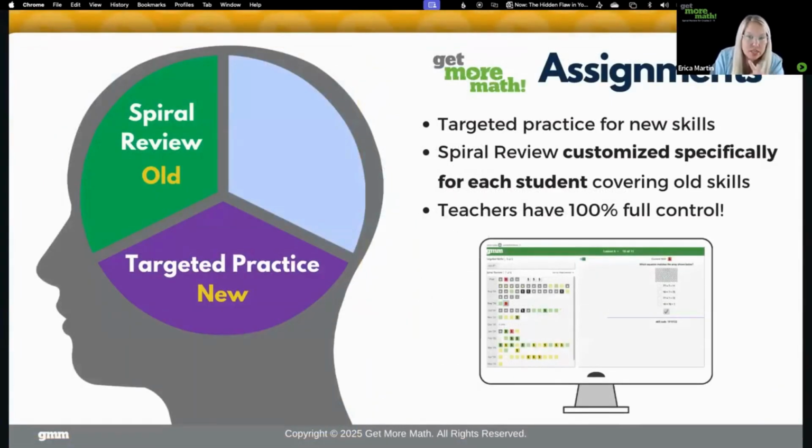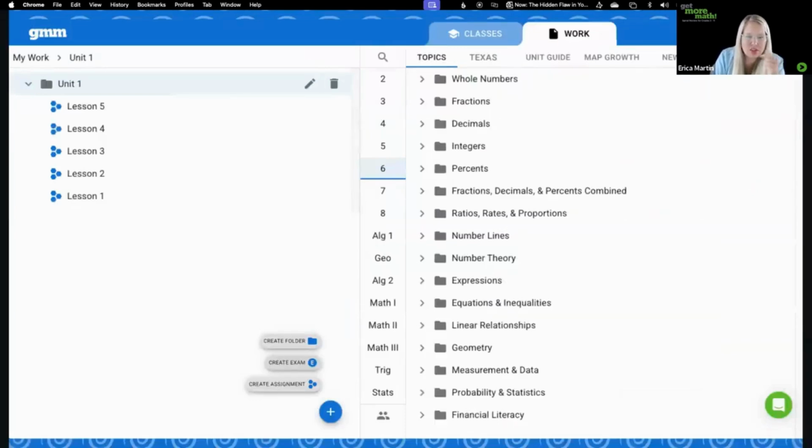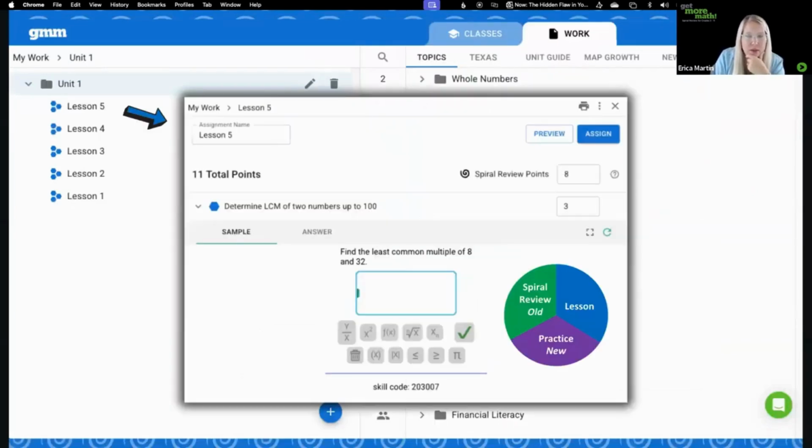So remember, you teach the lesson, Get More Math will give you an assignment that will cover the targeted practice, which is the new material, and the spiral review content, which is the old. So let's just take a look at what lesson 5 might look like. Here I am. I see a skill that says determine least common multiple of two numbers up to 100. So that must be the new skill that the teacher just taught.